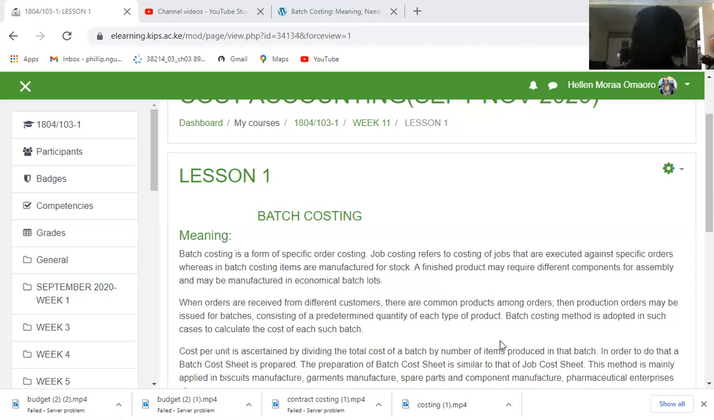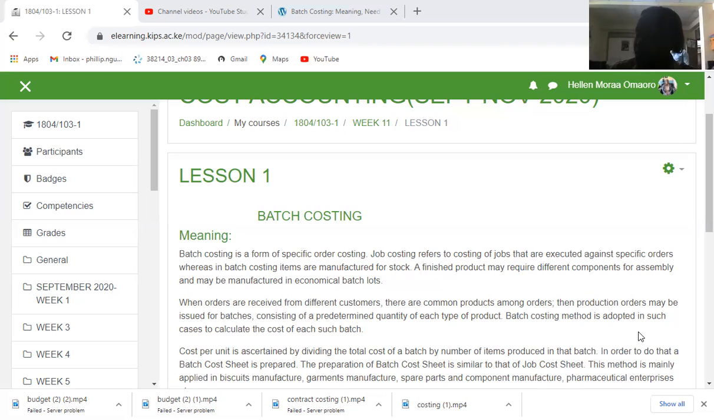For example, in a shoe factory, a batch consists of 5,000 shoes. The total cost of the batch is spread over the number of units or products made in that job. So the procedure of batch costing is very similar to factory job costing. But now the products which are being produced are also similar.